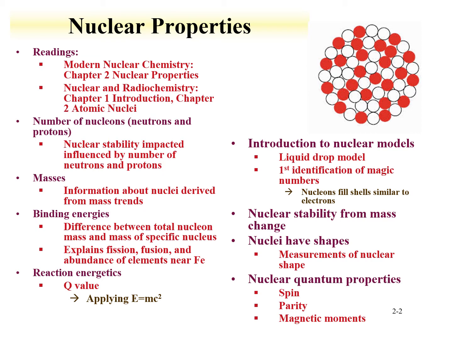The readings for this lecture can be found in Chapter 2 of Modern Nuclear Chemistry and Chapter 1 in Nuclear and Radiochemistry, the introduction, and Chapter 2 in Nuclear and Radiochemistry on atomic nuclei. The lecture is going to cover some interesting concepts and ideas related to nuclei that are used to understand some very fundamental properties that are the basis of what we'll explore later in the course.